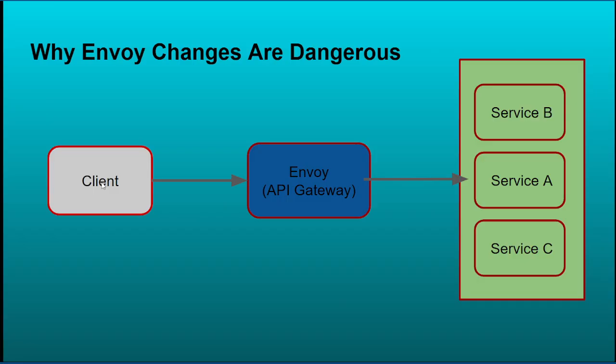Because Envoy sits in front of everything, even a small change can have a large blast radius. A misconfigured filter or routing rule doesn't affect one service, it affects all services behind it. This is exactly why Envoy needs strong guardrails and careful ownership.